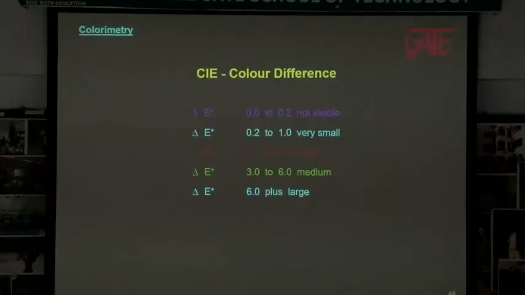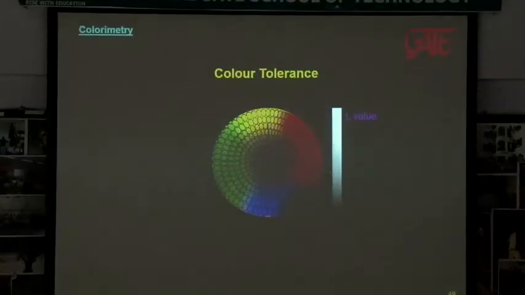So this is the rough indicator. Up to 0.2 not visible, 0.2 to 1 very small, 1 to 3 small, 3 to 6 medium, 6 and above the difference is very large. So this is the size of the ellipse. That means within the ellipse, even if the color moves, it doesn't show any difference. So the tolerance is more when the color becomes stronger.